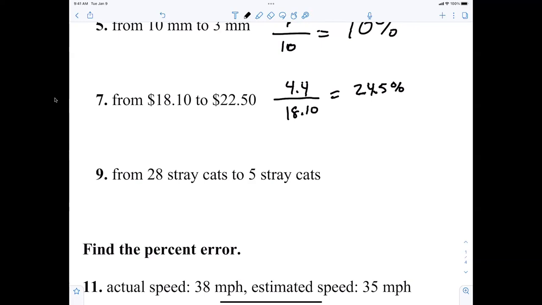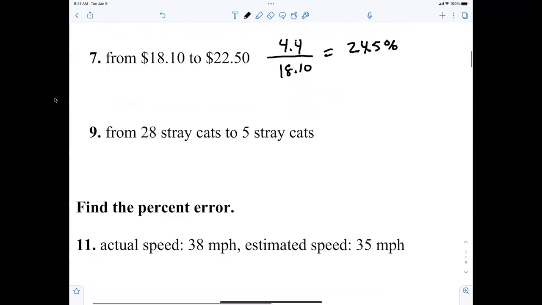All right. So if I went from 28 stray cats to 5 stray cats, my population decreased by what percentage? So what do I have to do to solve this? Why 24 over 28, please? Are we having trouble with 28 minus 5 today?